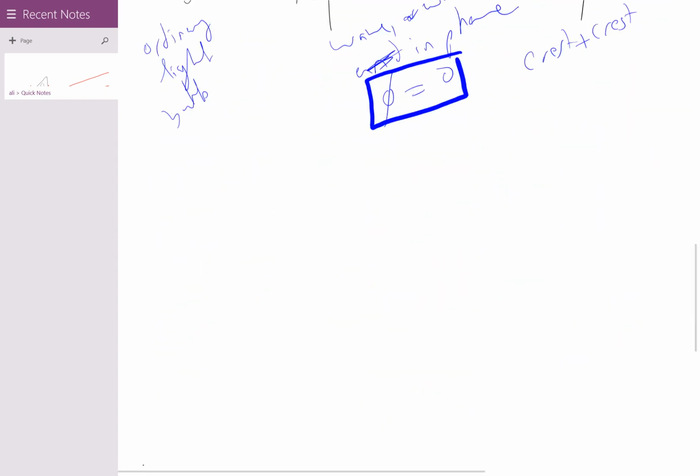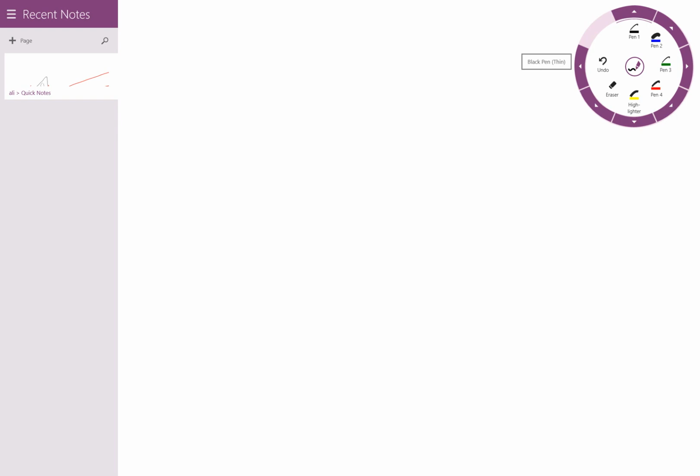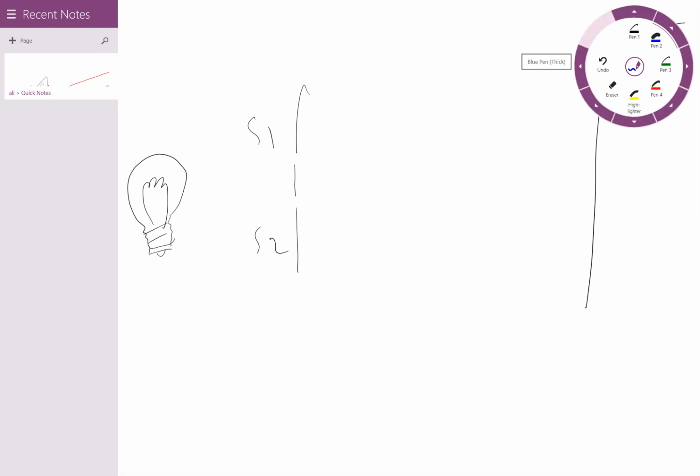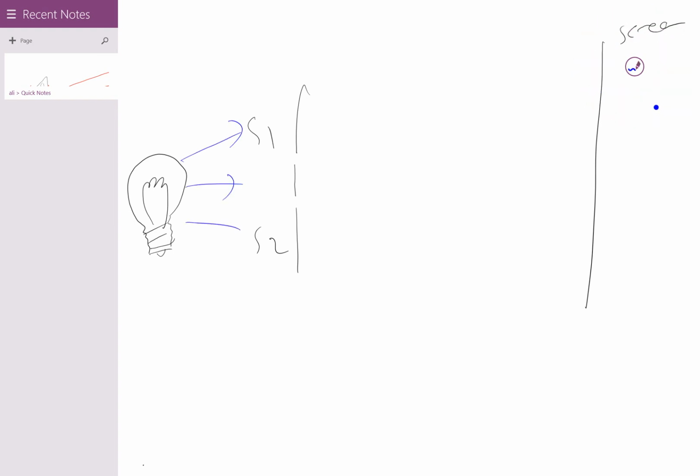But what happens if the phase difference is not constant? For example, this is my bulb that emits blue light, as I have said before, and this is the screen. Suppose that the phase difference between S1 and S2 is not constant. What do we mean by this term, not constant?